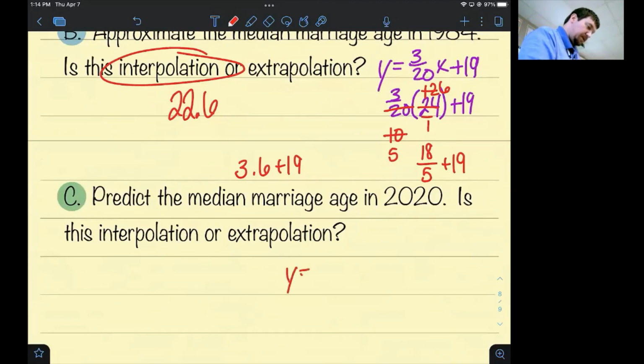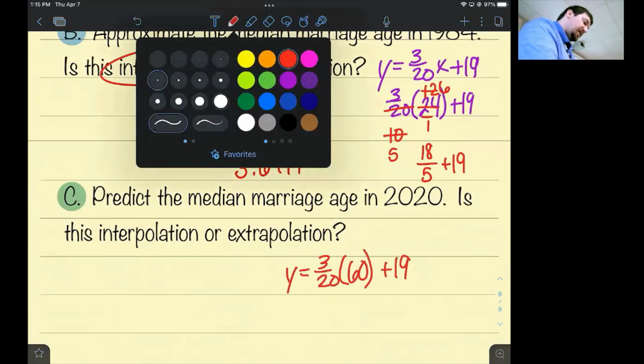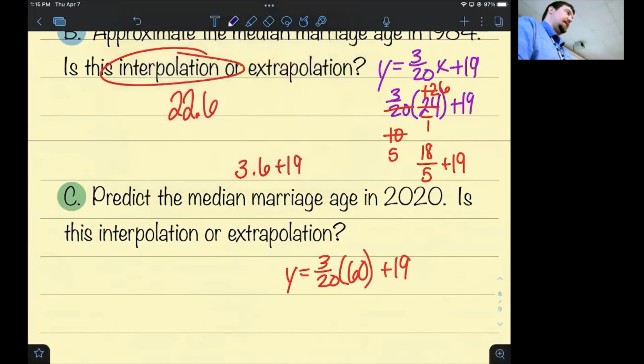So again, y equals 3/20. We're going to plug in 60 for our x coordinate plus 19. This time the 20 and the 60 will cancel out quite nicely. Sky, how many times does 20 go into 60? Okay, so 3 times 3 is 9, over 1 is just still 9, plus 19. Oliver, what's 9 plus 19? So 28, okay. So in the year 2020, they predict the median marriage age to be 28 for the first marriage.